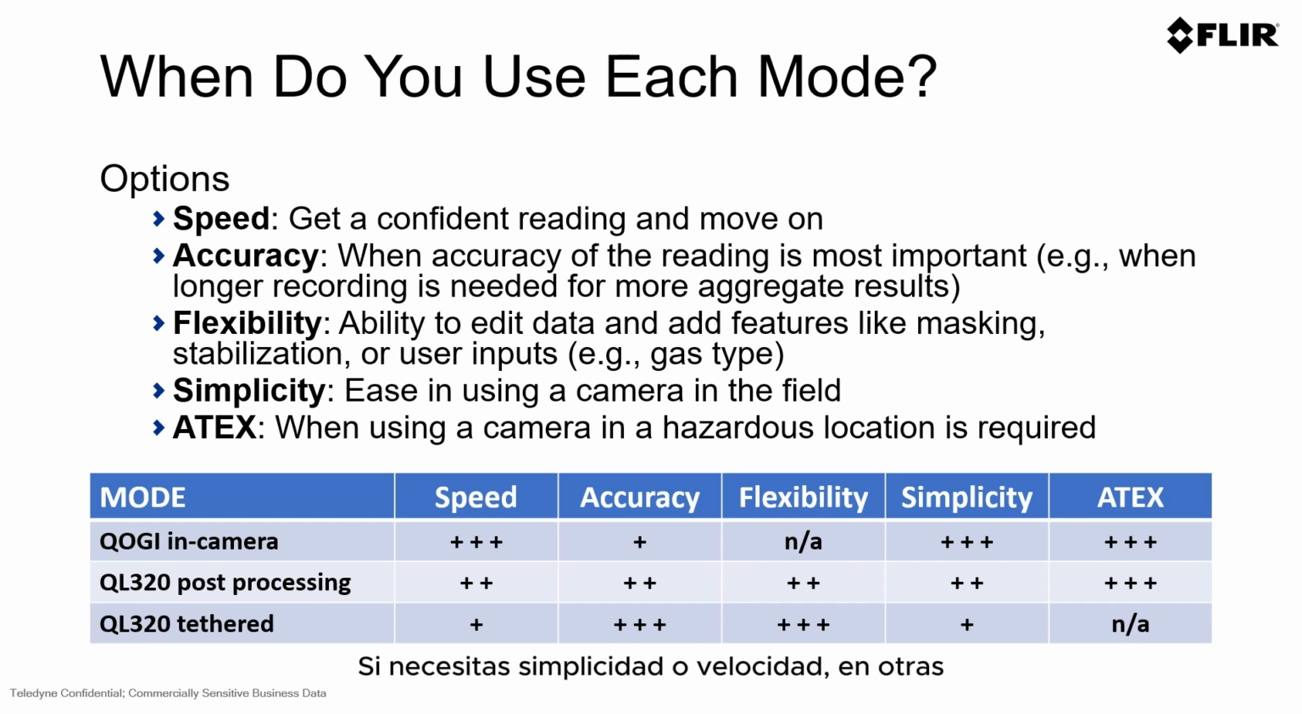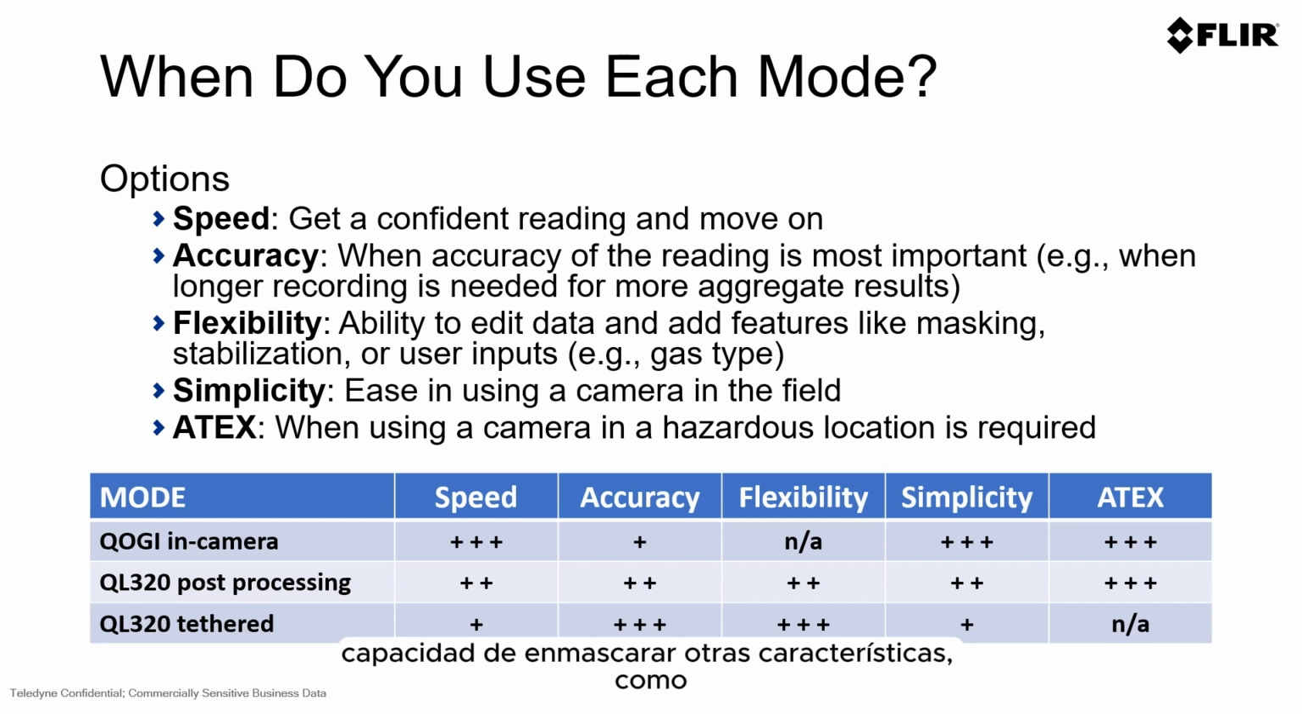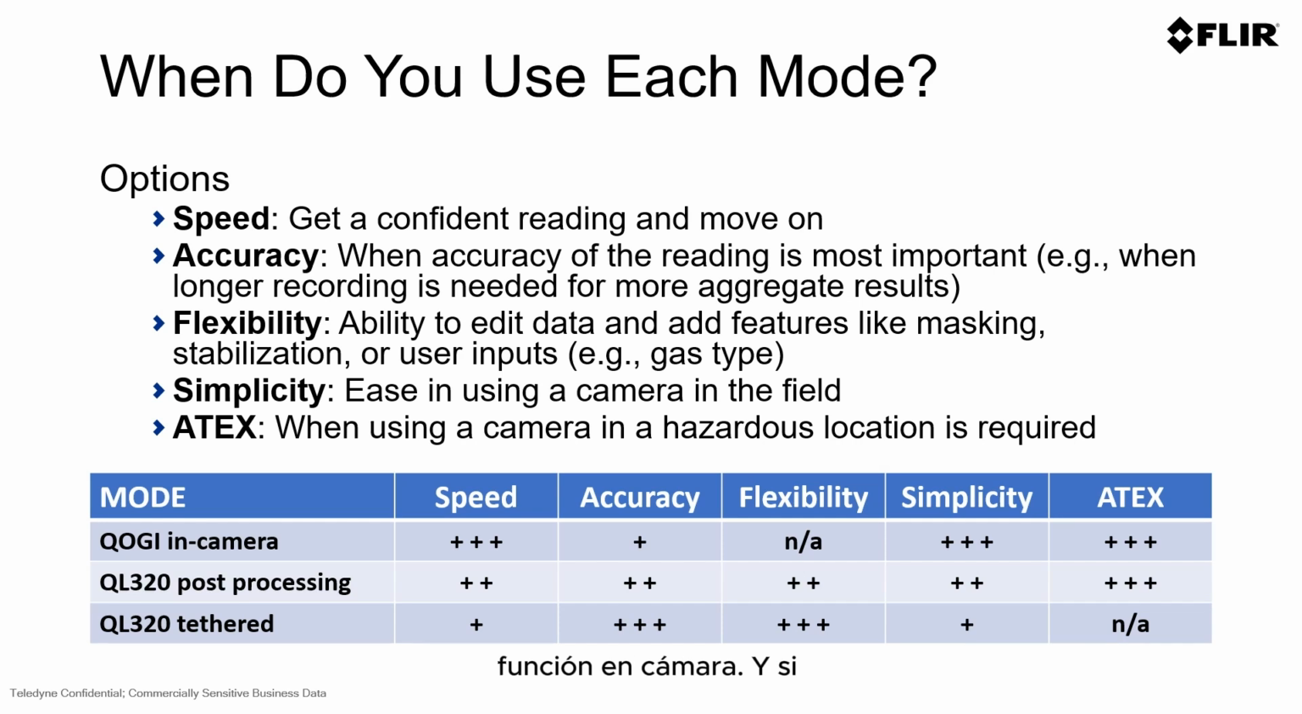If you need simplicity or speed, in other words, if the goal is to simply go out and use an advanced QOGI analytic and an advanced QOGI technology and get a result after around 10 seconds, the QOGI in camera feature is going to be the feature for you. This will give you a confident result, but the ability to mask out other features, as an example, will not be available in the in-camera feature. And if you need to use your camera in an ATEX or a Class 1 Division 2 environment, you would not be able to use the QL320 tethered to an OGI camera from FLIR.